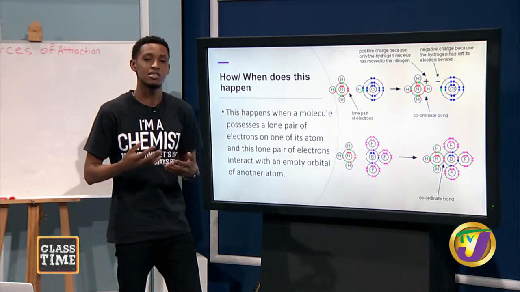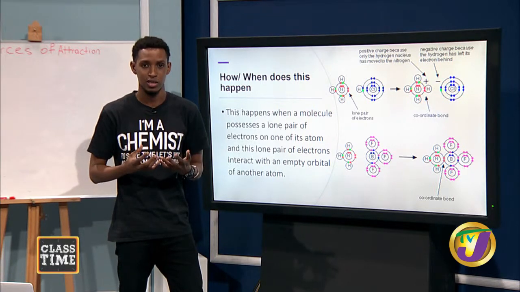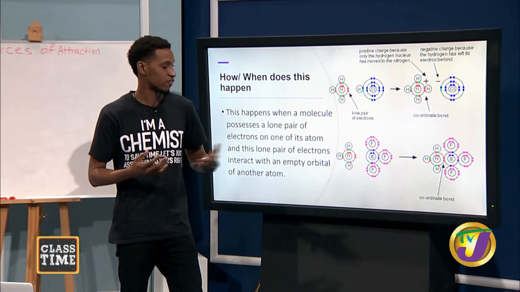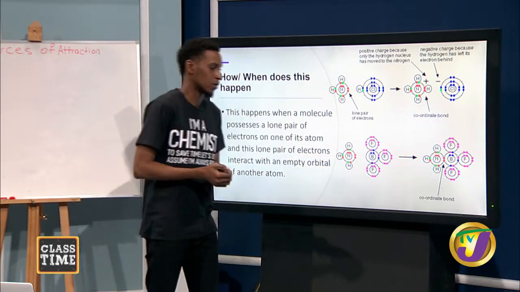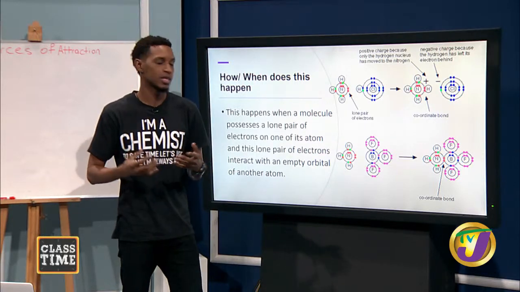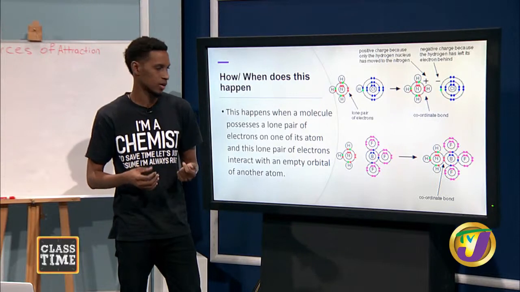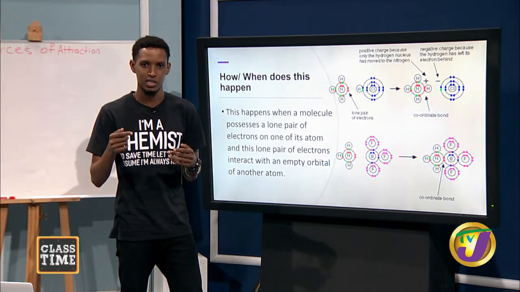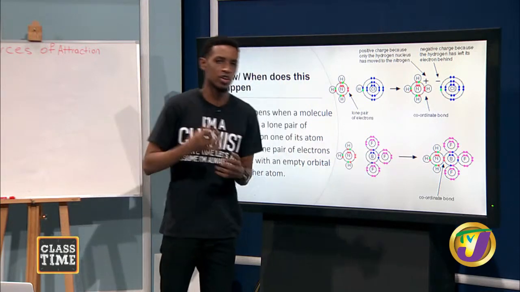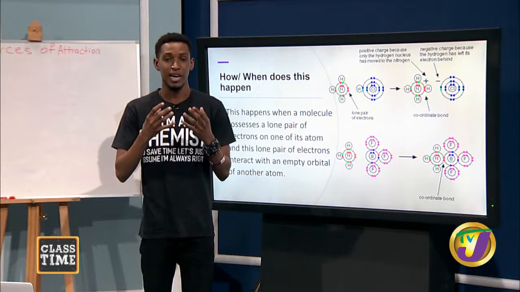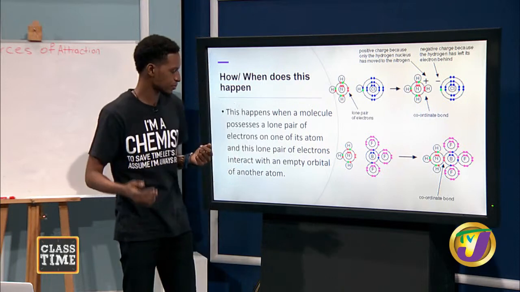Now, what happens since boron has an empty p orbital? It can accept these lone pairs of electrons from a species like nitrogen and form the product that we see there. This combined product is what we refer to as an adduct, A-D-D-U-C-T, adduct. And this interaction where the nitrogen binds to the boron is the dative covalent bond.